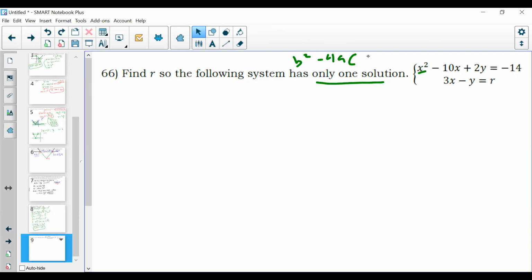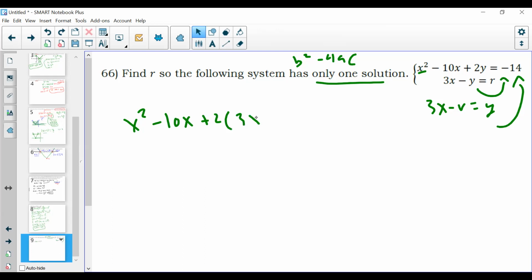So I'm going to figure out a way to plug in this r into the other equation, or to combine these two equations into one, so I can use my discriminant to figure out that one. So I can solve this 3x minus y equals r to get 3x minus r equals y. Just add the y over, subtract the 3x. And I can plug this y into the other equation to get x squared minus 10x plus 2 times 3x minus r equals -14.